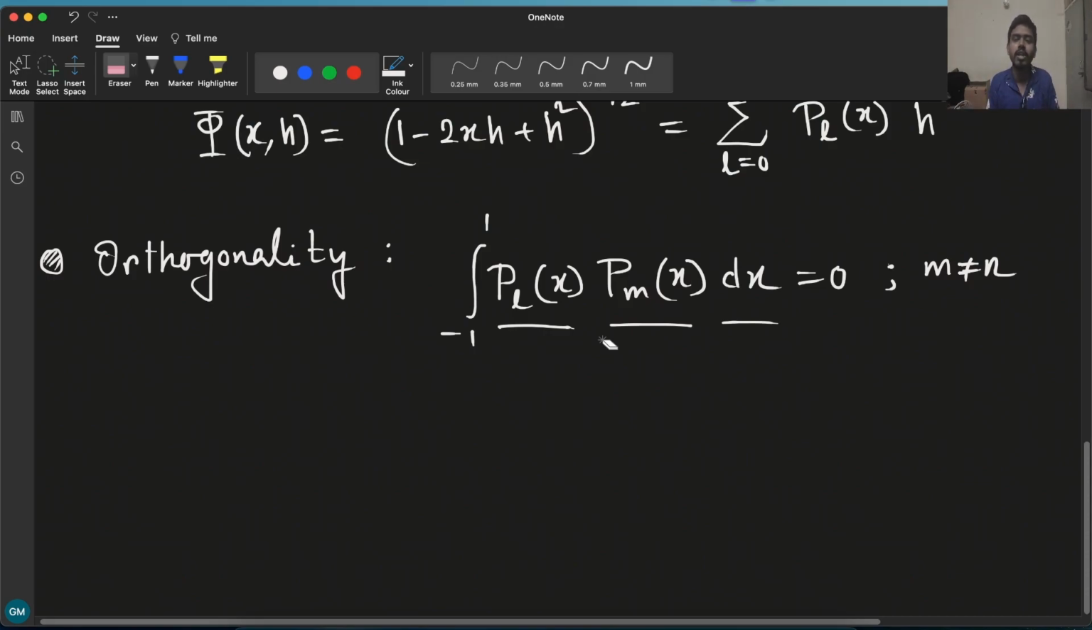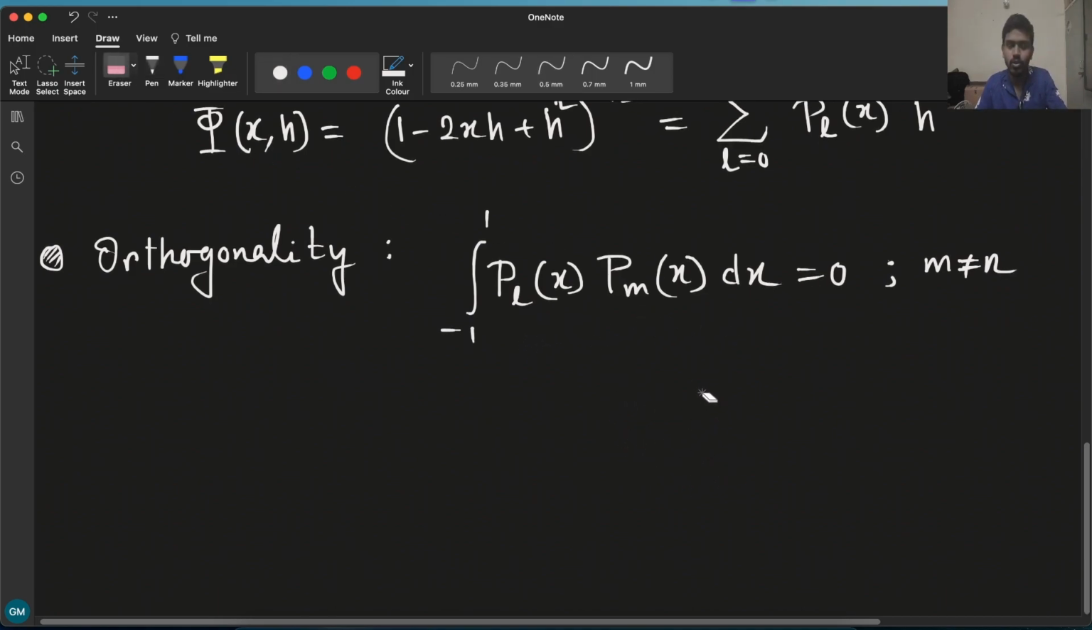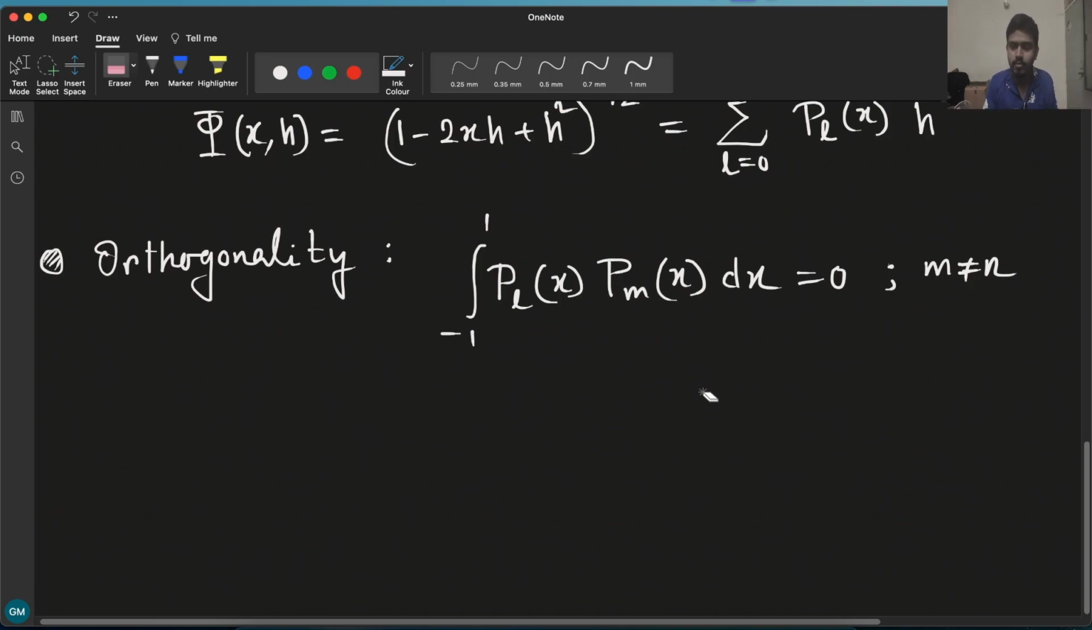But don't try to think in terms of directionality. Don't think that P_L is a vector in some direction and P_M is some vector in some other direction at a 90-degree angle. There is no meaning of that. These are functions, not directional vectors. Those things I described in the last class.